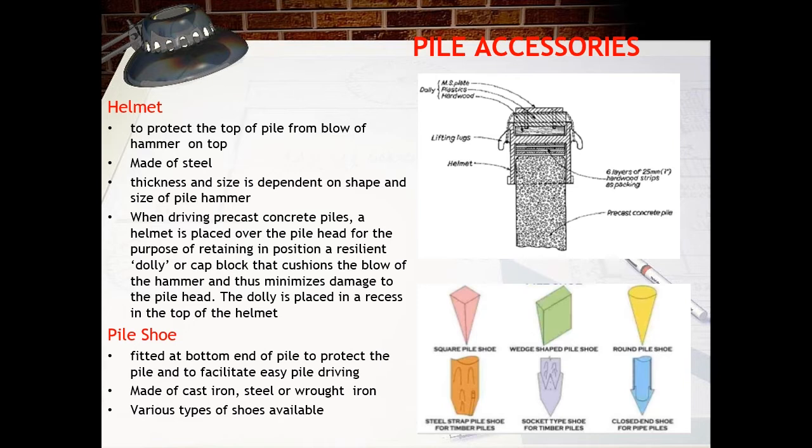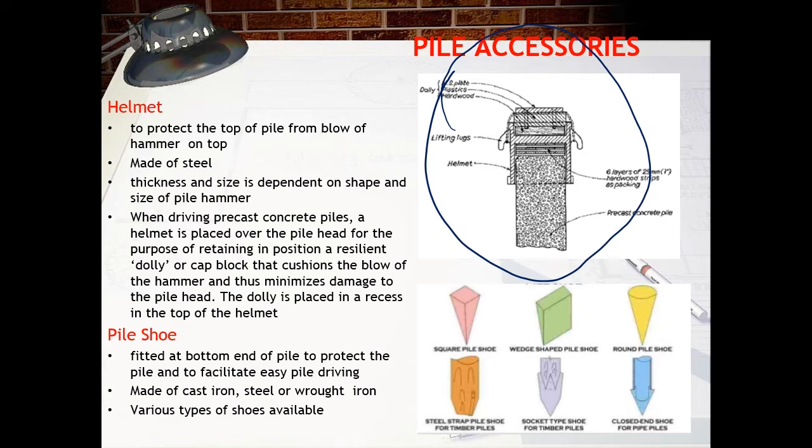When driving precast concrete piles, a helmet is placed over the pile head for the purpose of retaining position, a resilient dolly or cap block that cushion the below the hammer and thus minimizing damages to the pile head. The dolly is placed in a recess in the top of the helmet. Jadi ini adalah gambaran macam mana actually dolly dan pile helmet tu.